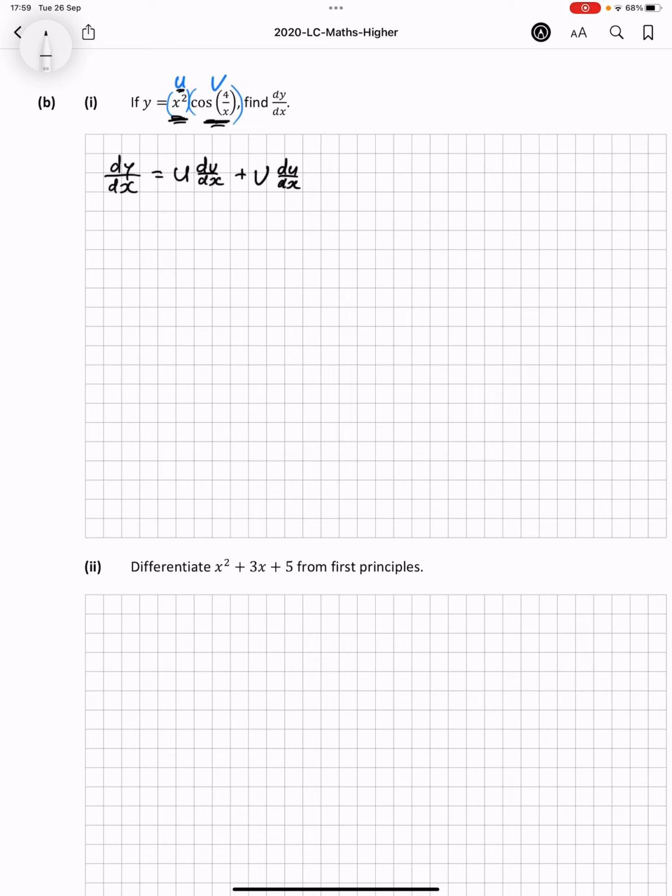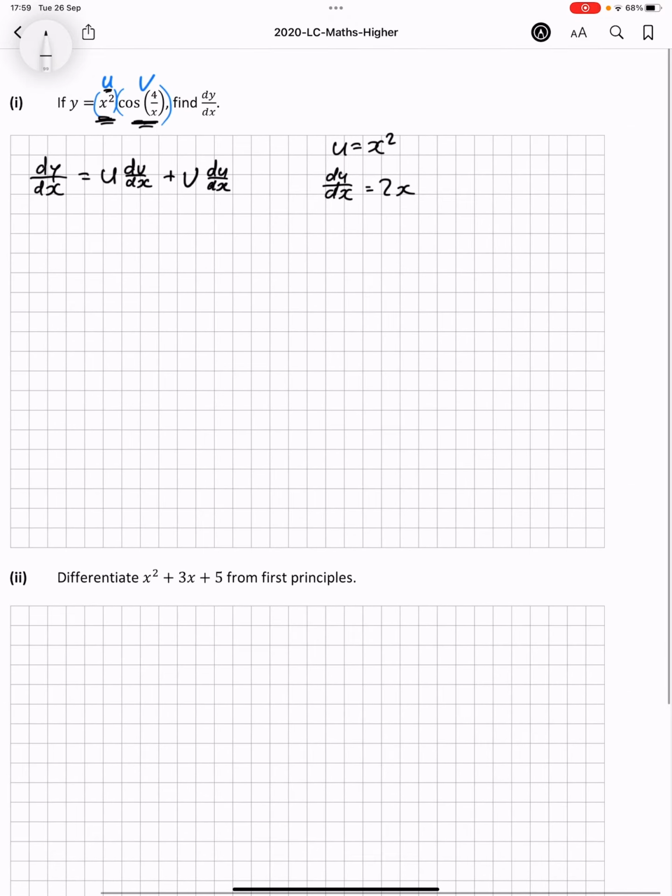So identify your u. u is just equal to x squared. du dx is equal to 2x. And document all this as you're going, because there's marks for all these little bits. v is equal to cos 4 over x. I like to write this like 4x to the power of minus 1. It's easier to work with when it's all not in fraction form.